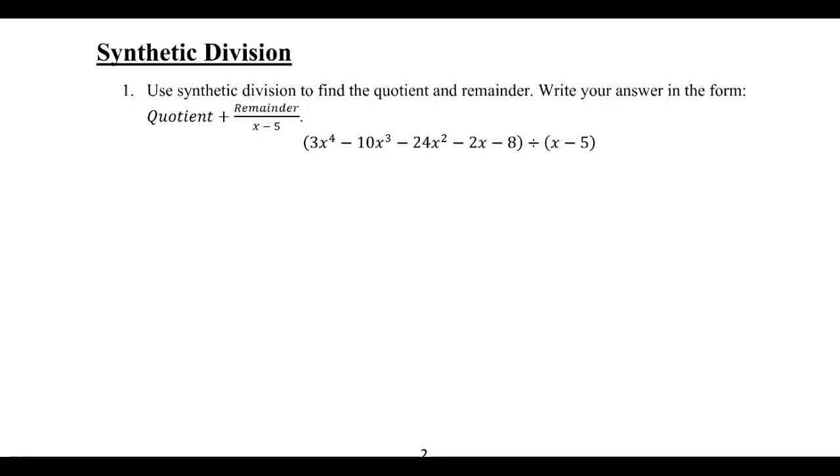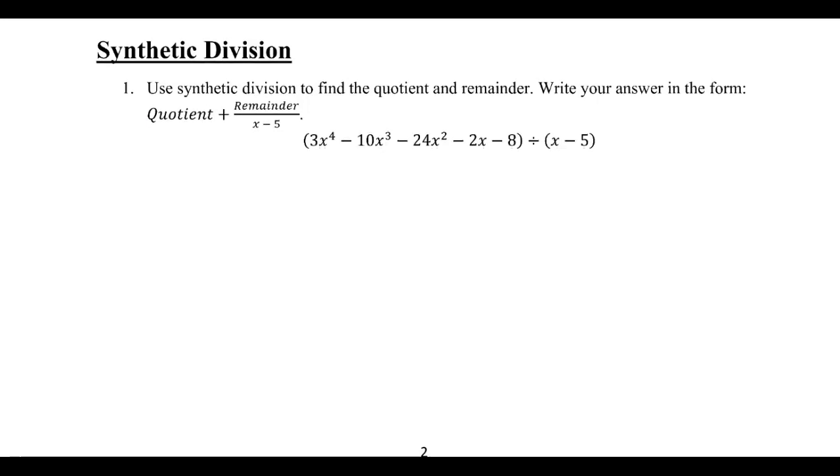Let's look at a slightly different, well, very different division method that will get us the same answer. We're finding the quotient and remainder using synthetic division. And when we are done, we're going to write our answer in slightly different form, quotient plus remainder over what we are dividing by. And some of your homework problems will write your answer in that form.